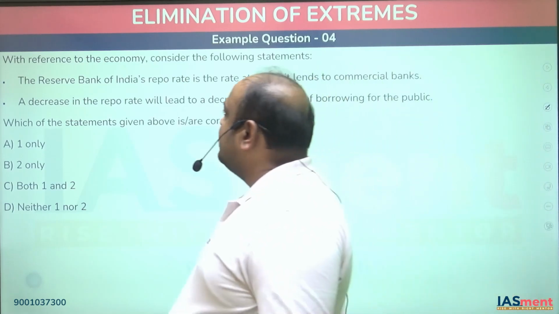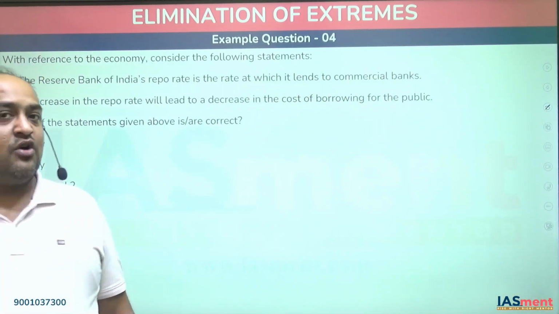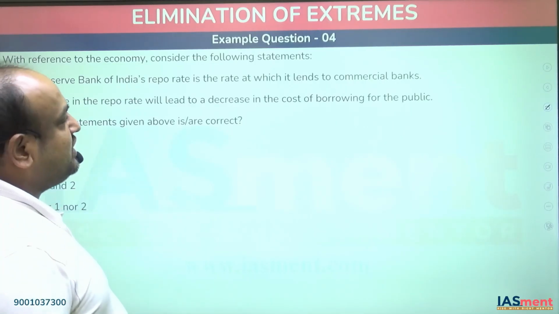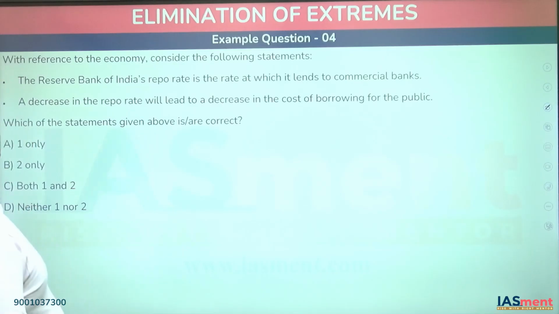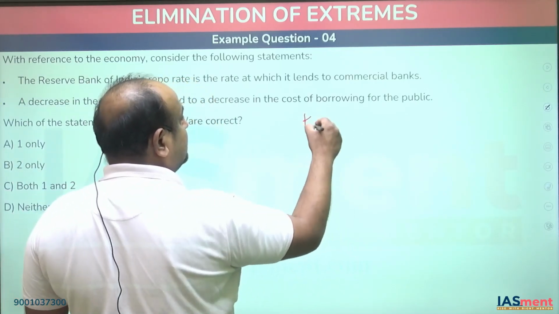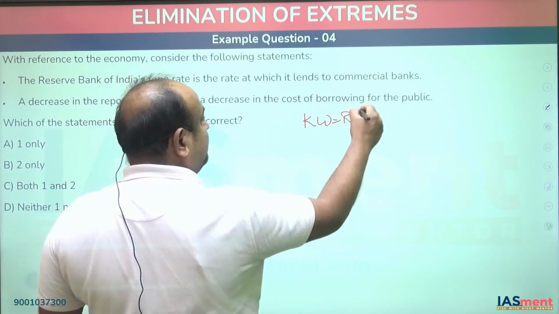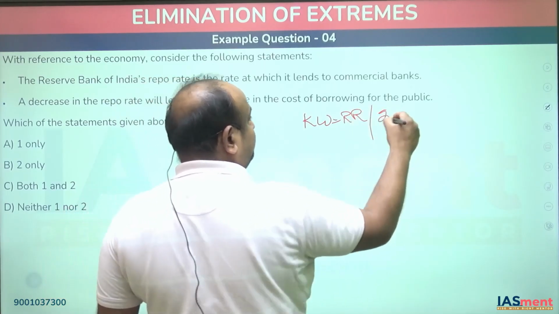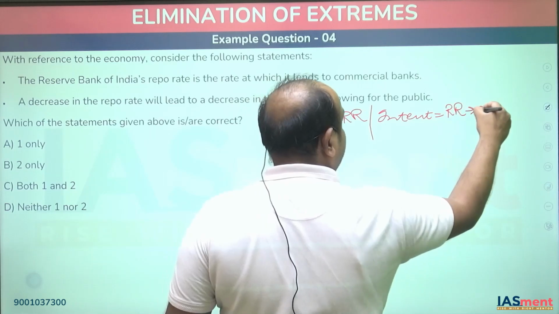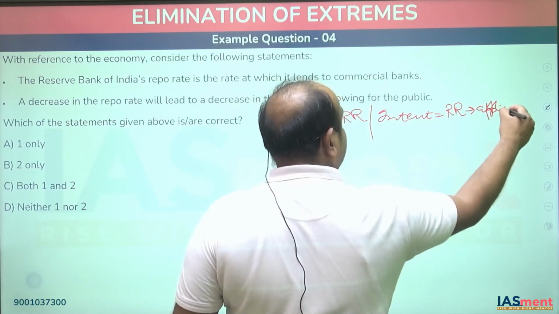Next example question. With reference to the economy, consider the following statements. RBI's repo rate is the rate at which it lends to commercial banks. A decrease in repo rate will lead to a decrease in the cost of borrowing for the public. Keyword is repo rate. Intent is also about the application of repo rates.